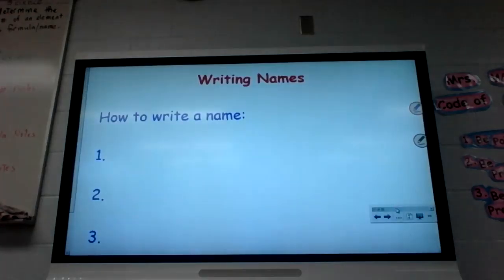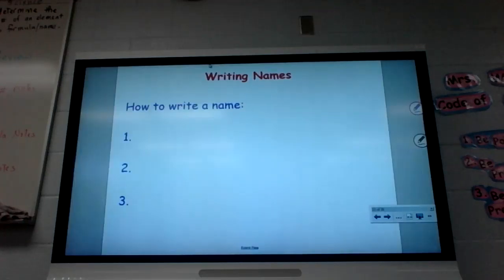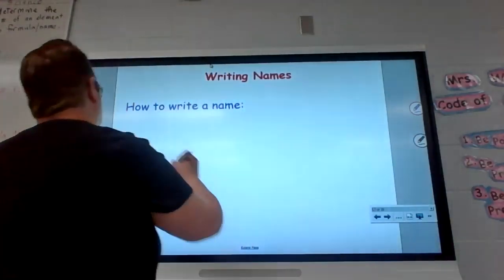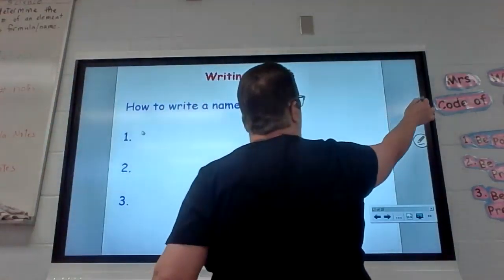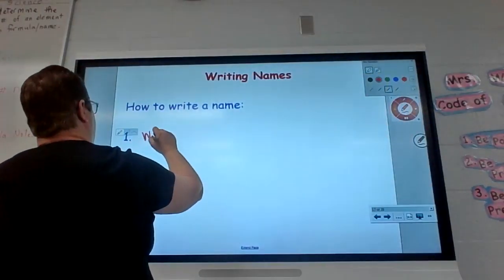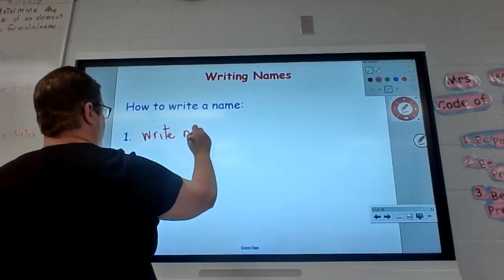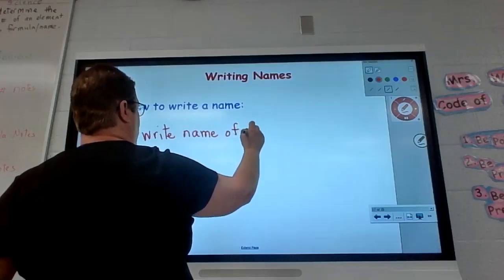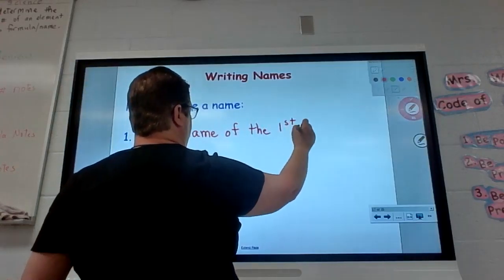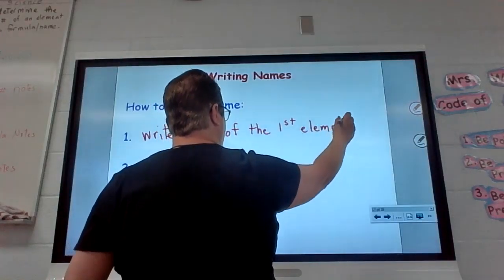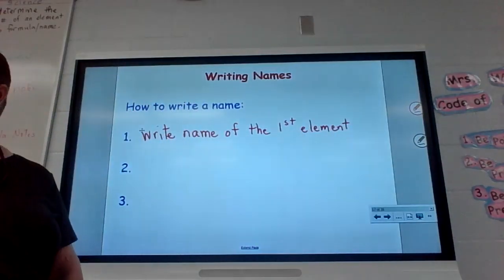All right, we're going to write names first instead of writing formulas first. I decided to change it up. Write the name of the first element. Whatever it is, you write its name.